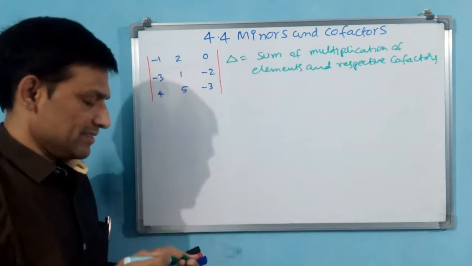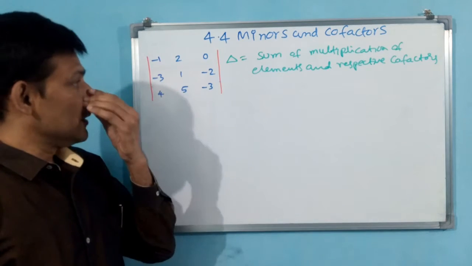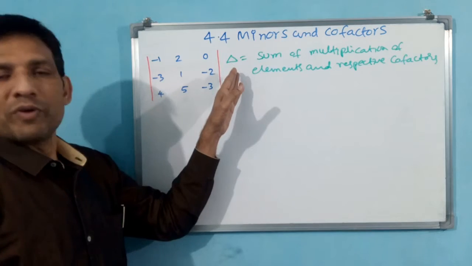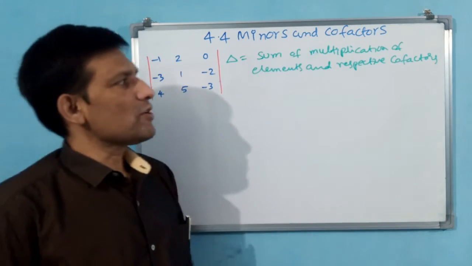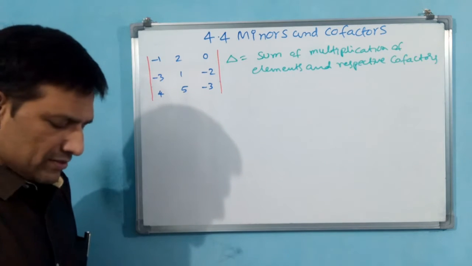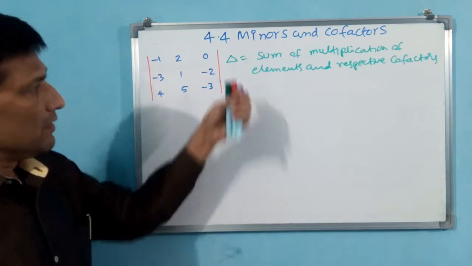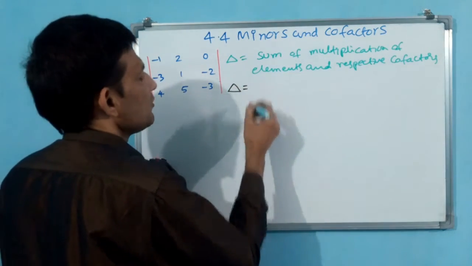First you understand this. This is a simple statement, an equation. Delta, the determinant, is equal to the sum of multiplication of elements and respective cofactors. You see what I am writing here. You observe what I am writing to counter that statement.